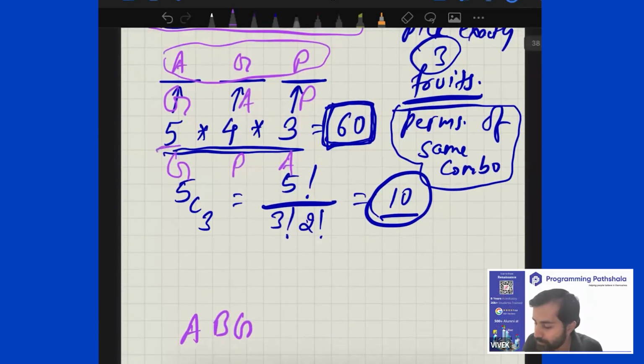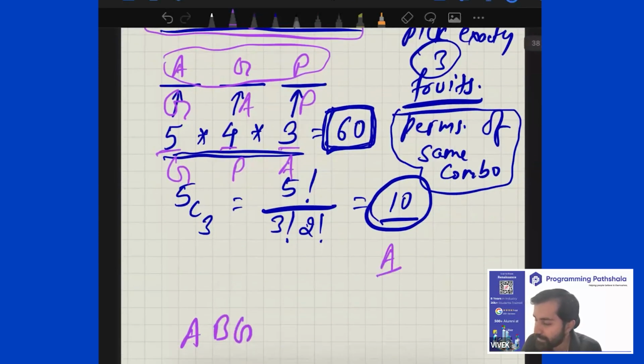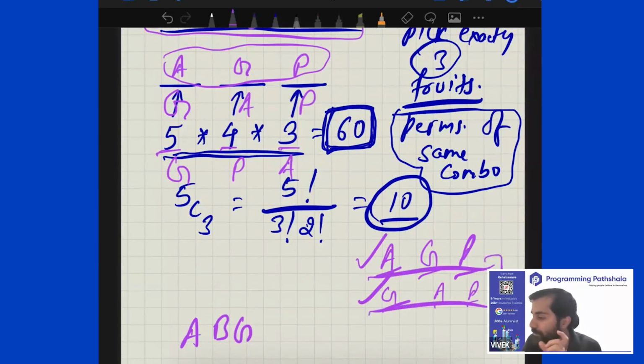So when I use this rule of product, what I said is that for the first item, there are five choices, for the second, four, for the third, three. So let's say your first item was A, right? And after that, you picked G and P. But what if your first item was G? Then your next two items could have been A and P. Now you are saying that, hey, this and this are different. I'm saying this and this are not different. This and this are the same because AGP and GAP are the same combination, right?